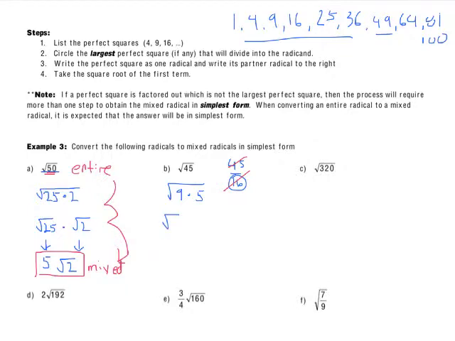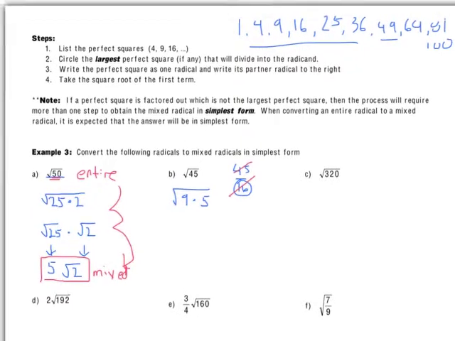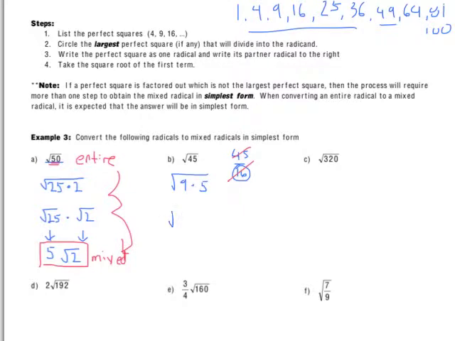So then I'm going to split these up into the square root of 9 times the square root of 5. Well, we know what the square root of 9 is. It's just simply 3. And the square root of 5 gives us a decimal, so we're just going to leave it as square root of 5. So your final answer is 3 root 5. Okay, let's look at C.